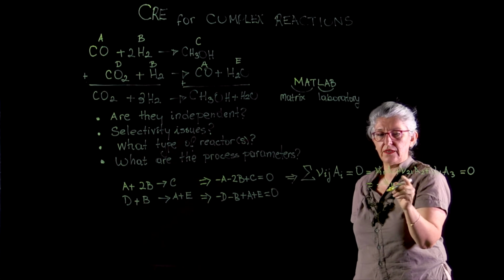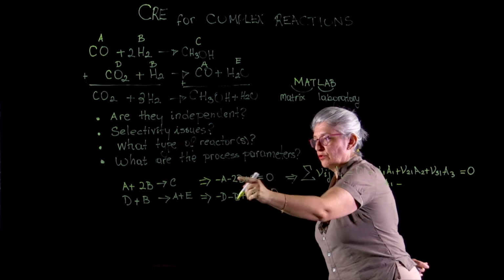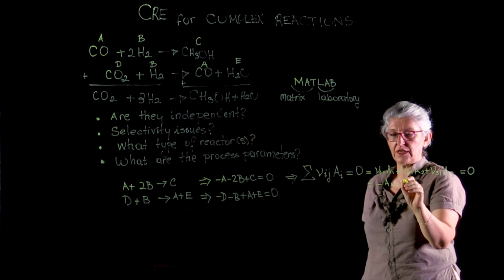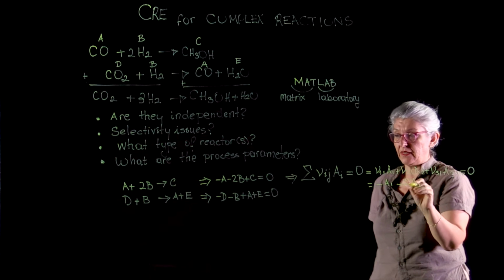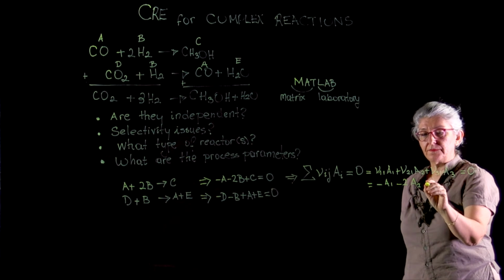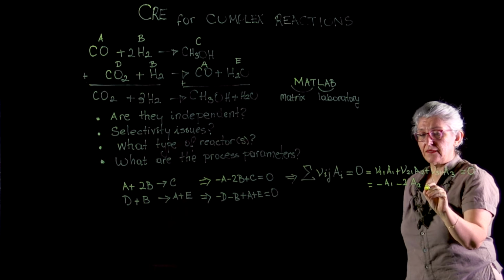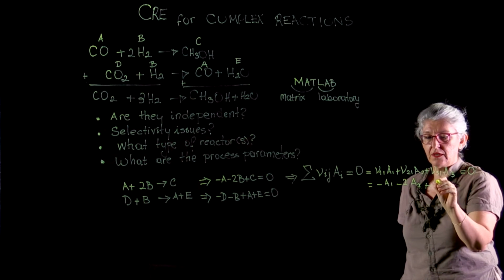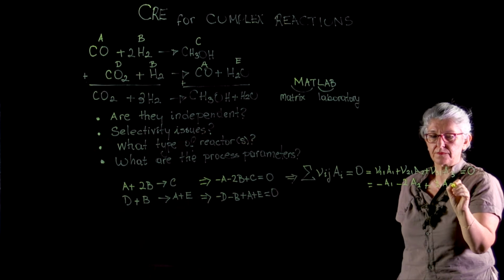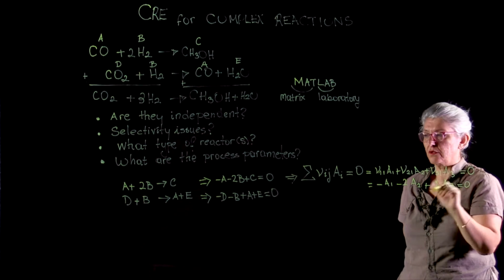nu 2 1, component 2 stoichiometric coefficient in the first reaction. This is minus 2, A2. A2 is B now, right? Plus nu 3 1. It is C. Its stoichiometric coefficient is 1, A3, equals 0.